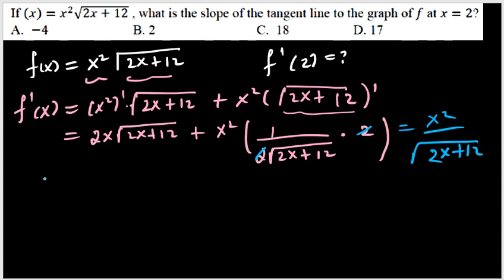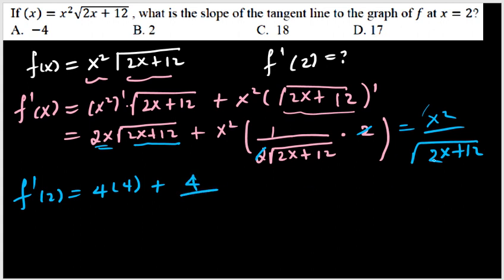Now let us insert 2. The derivative at 2 means when you insert this it will be 4, when you insert 2 this will be 16, from the radical will be 4, plus here also when you insert 2 it will be 4, and the lower part 16 from the radical 4, so this will be 16 plus 1, that is 17, so the answer should be D.